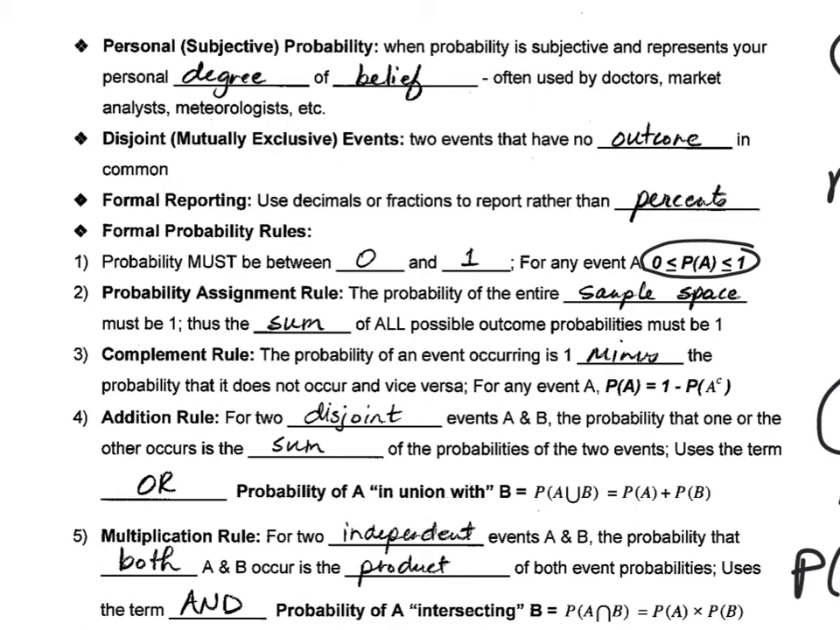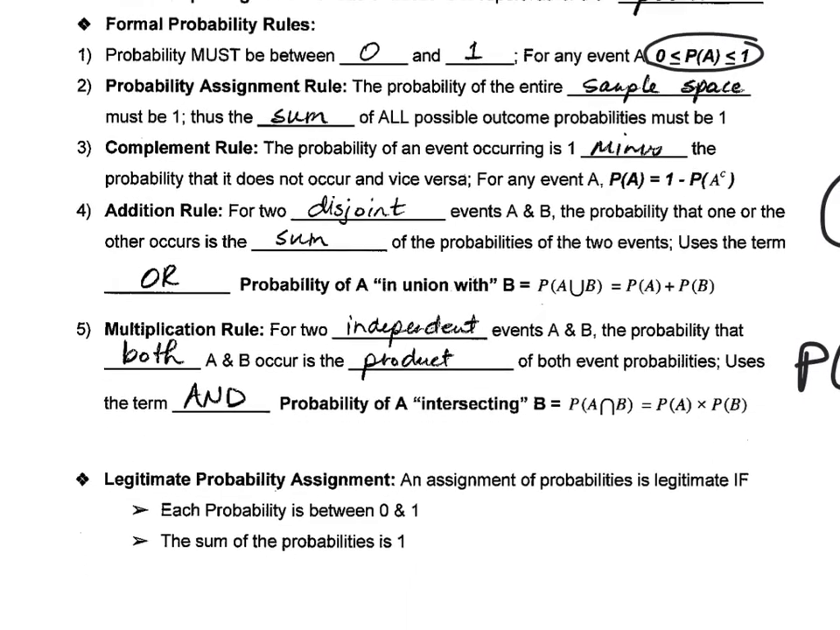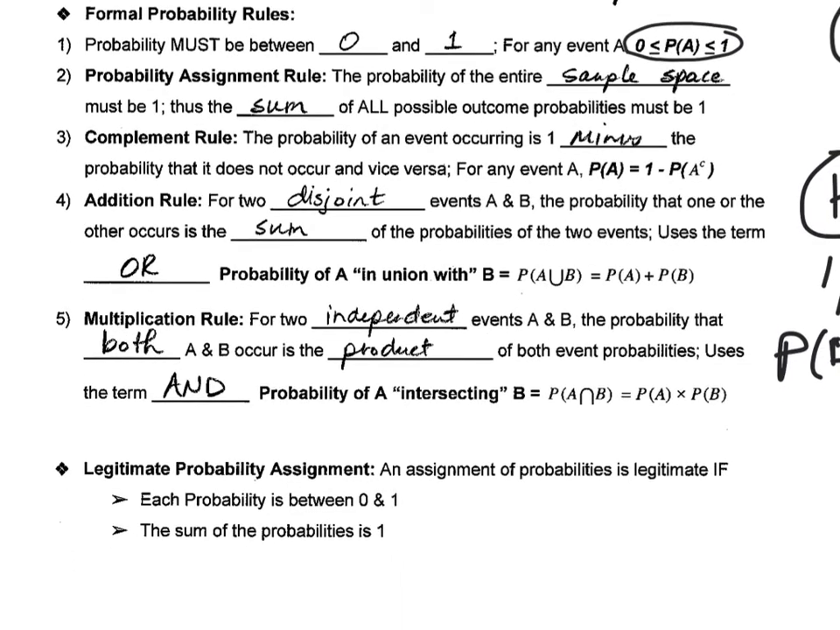Okay, the complement rule. Again, I'm going through all these rules, but you'll see me go through examples of these eventually. The complement rule is really pretty easy. It says the probability of an event occurring is 1 minus the probability that it does not occur, and vice versa.